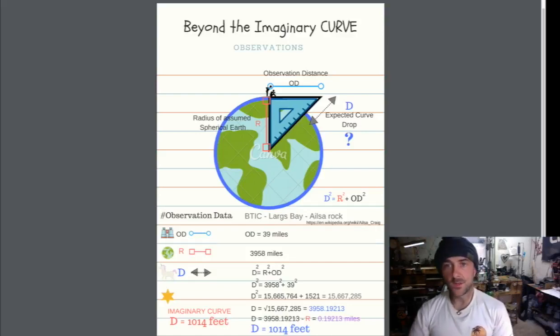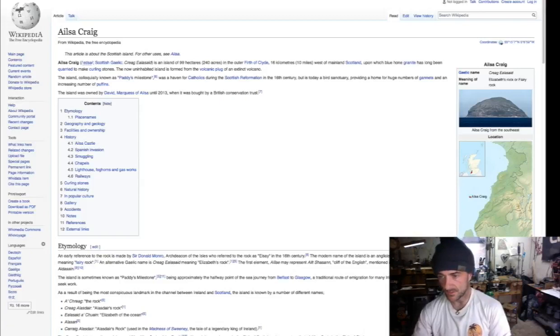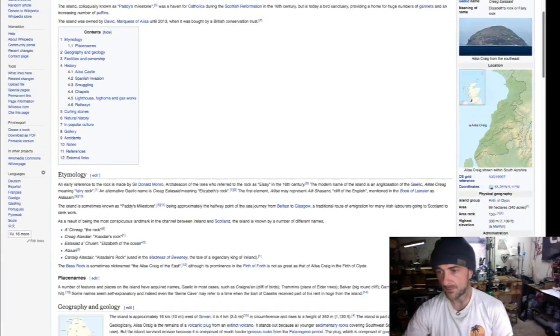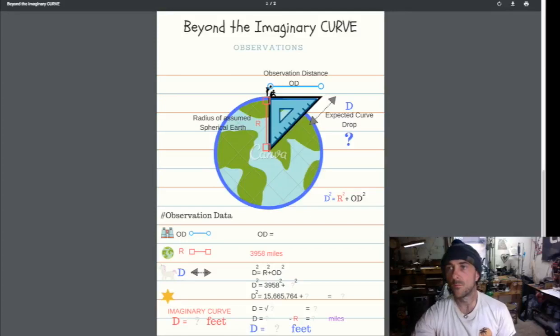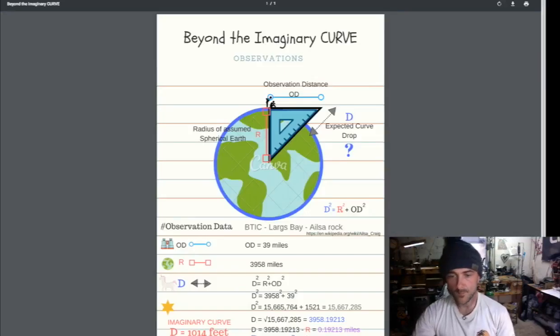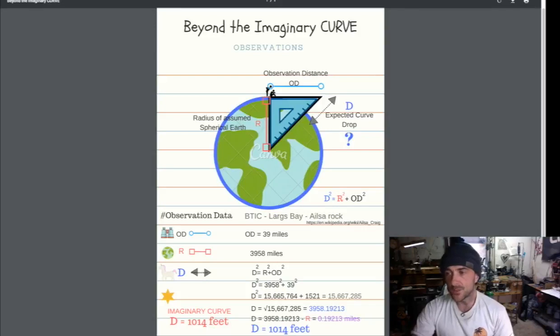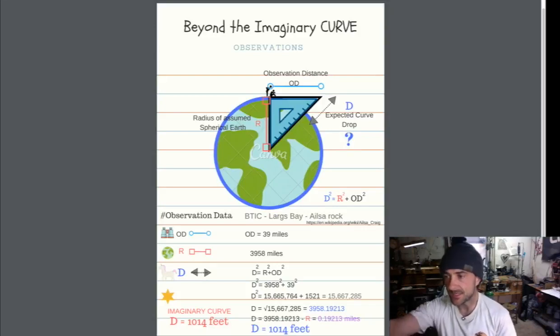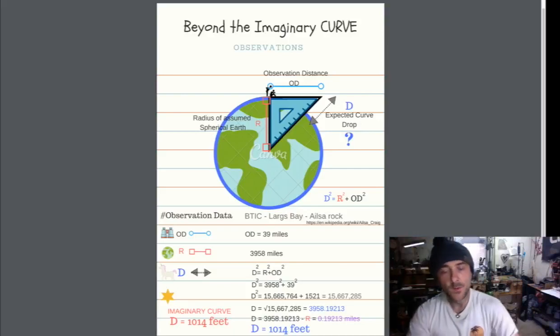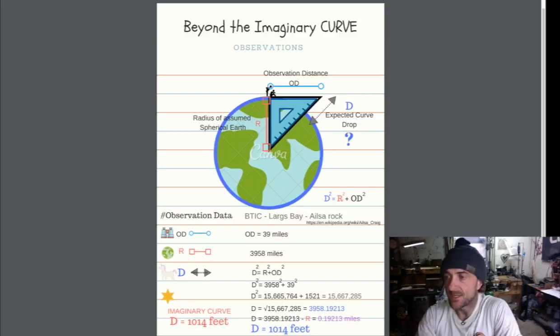We know from Wikipedia that Ailsa Rock is, where does it say this? Here we go. Highest elevation, 1,109 foot. So 1,109 foot. 1,014 foot of it should be hidden. So you should just be seeing a teeny little teeny weeny bit. And you weren't. You were seeing the whole thing and you were seeing its reflection in the water.